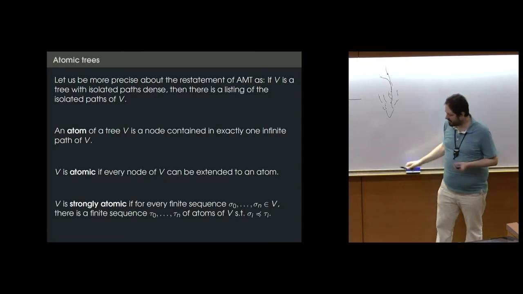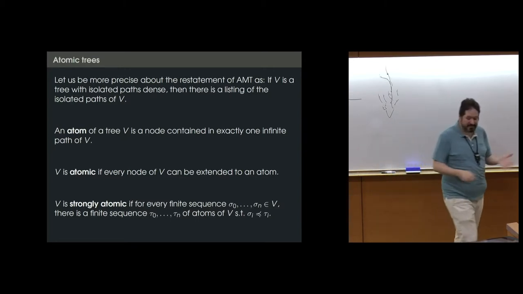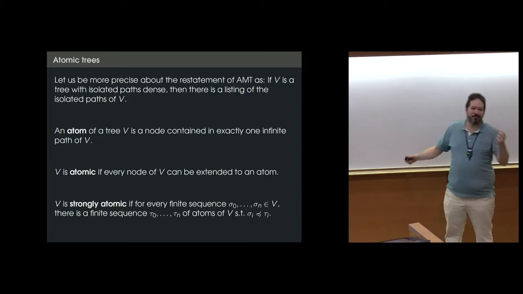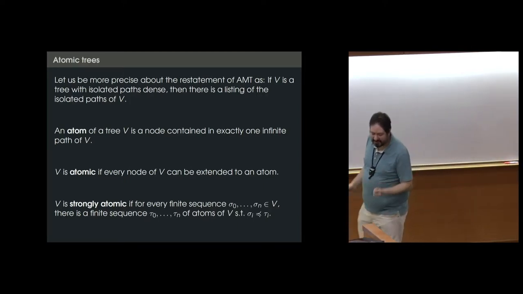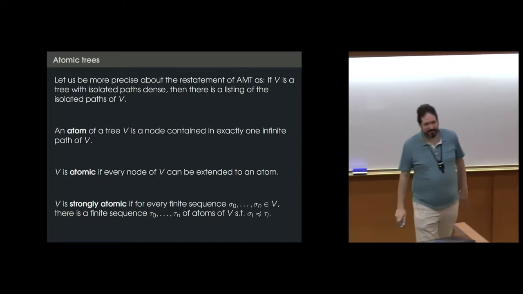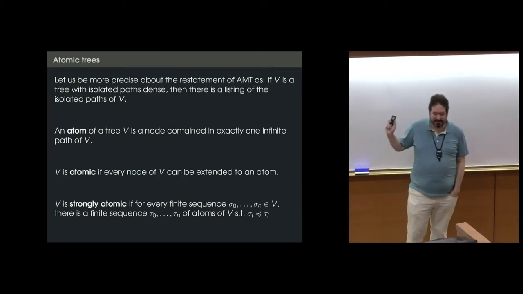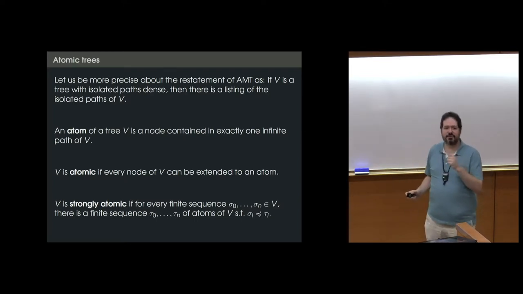Again, in the standard universe, this is a silly definition to make. Atomic obviously implies strongly atomic, right? You can do one, you can do seven. But if N is non-standard, then that's not as obvious. Sometimes, in some circumstances, you can get away with going from the single to the finite.